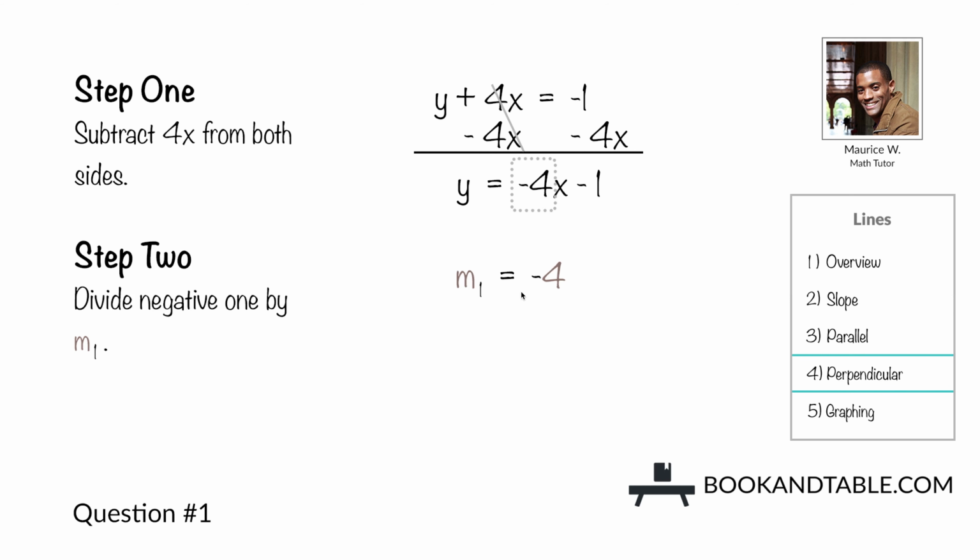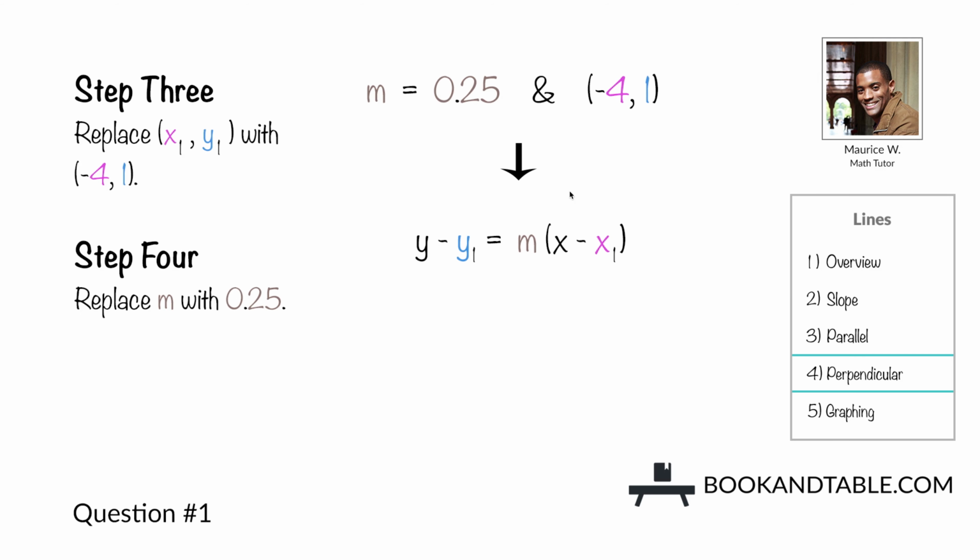So if m1 is equal to -4, to figure out the slope of the perpendicular line, step 2 will be to divide -1 by -4. -1 divided by -4 is equal to 1/4. A negative divided by a negative is positive. 1 over 4 is 1/4, which is the same as 0.25. So we use the fact that we have this slope and a point on that line in the point slope form to figure out the equation of the perpendicular line that we are looking for.